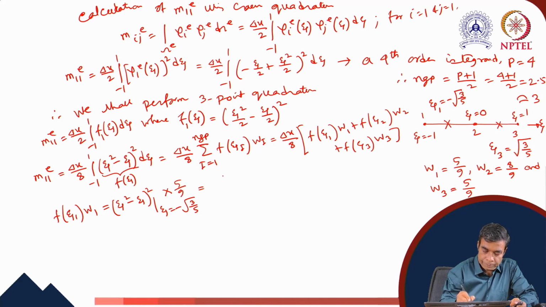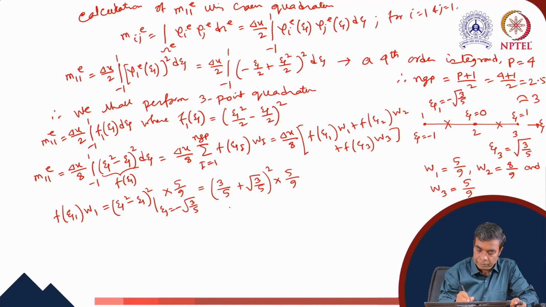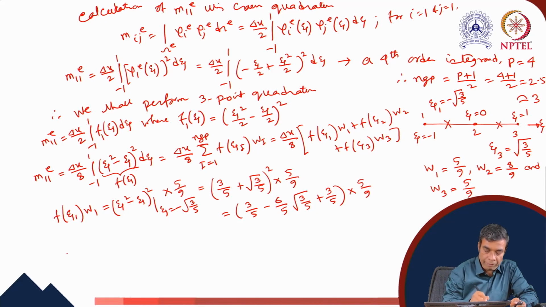So we have xi square is 3 by 5, and minus xi, this will be plus square root of 3 by 5 whole square into 5 by 9. So this will be 3 by 5 minus 6 by 5 into square root of 3 by 5 plus 3 by 5 into 5 by 9. This is the first contribution.